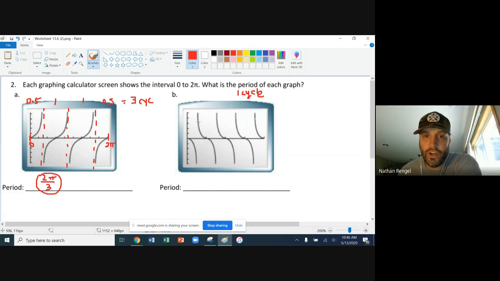Heading into part B, we still have the same window. It's starting at 0, and we're finishing at 2 pi. This would be a situation where our graph is reflected. So now we're seeing that the tangent curve is going from up to down, continuing. But again, we'll count. We have a half of a cycle right here in that region. We've got one cycle right here. We've got another cycle right here. We've got another cycle right here. And then we've got another half cycle right here. So we count up, half plus 3 plus half is going to equal 4 total cycles.